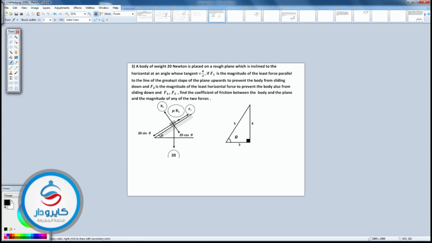Question number 2. A body of weight 20 newtons is placed on a rough plane which is inclined to the horizontal at an angle whose tangent equals 4 over 3. If F1 is the magnitude of the least force parallel to the line of greatest slope of the plane, upward, to prevent the body from sliding down, and F2 is the magnitude of the least horizontal force to prevent the body also from sliding down, and F1 equals F2, find the coefficient of friction between the body and the plane and the magnitude of any of the two forces. Solution.